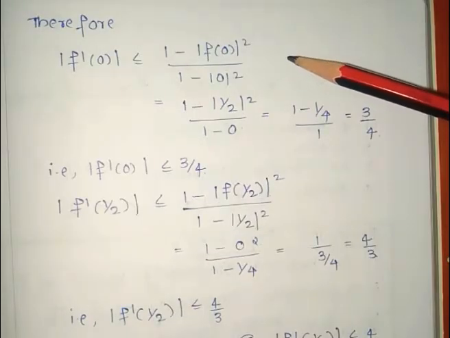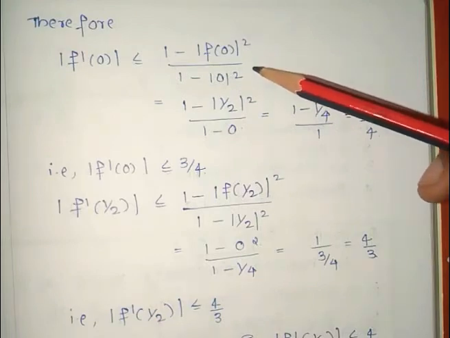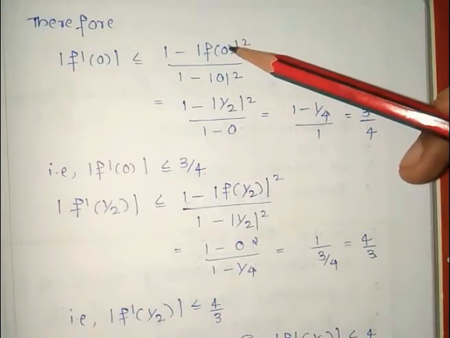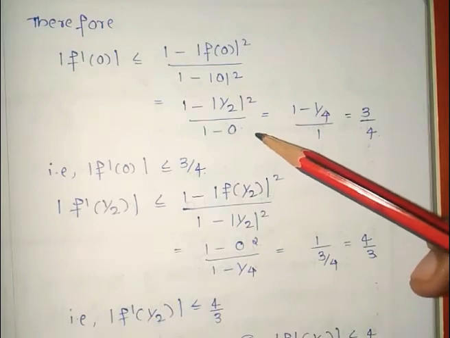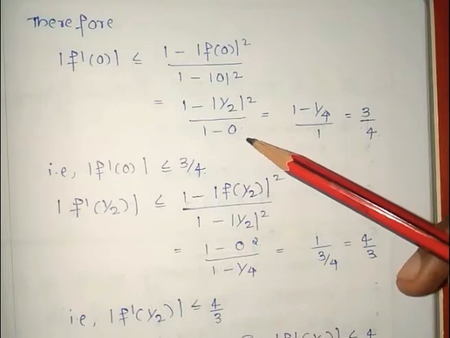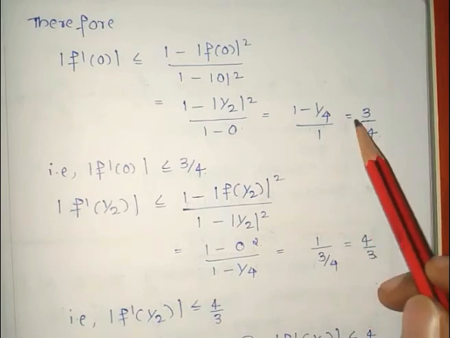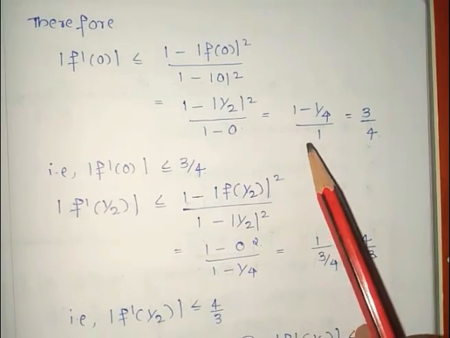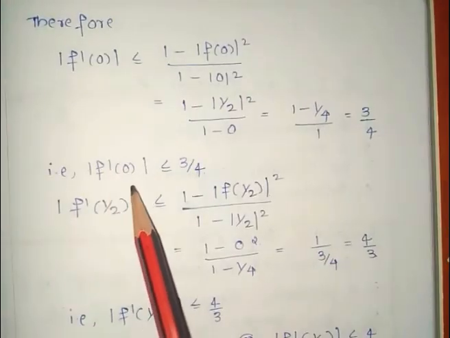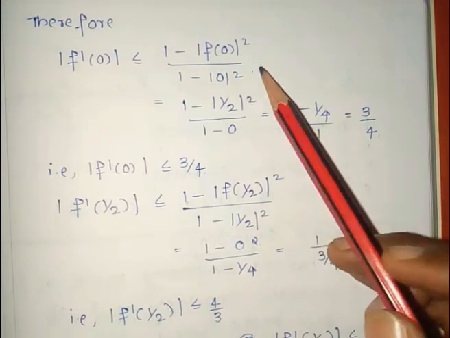Therefore, |f'(0)| ≤ (1 − |f(0)|²)/(1 − |0|²). And we are given that f(0) = 1/2, so this is equal to (1 − |1/2|²)/(1 − 0), which is equal to (1 − 1/4)/1, which is equal to 3/4. That is, we get |f'(0)| ≤ 3/4, because we are given that f(0) = 1/2.